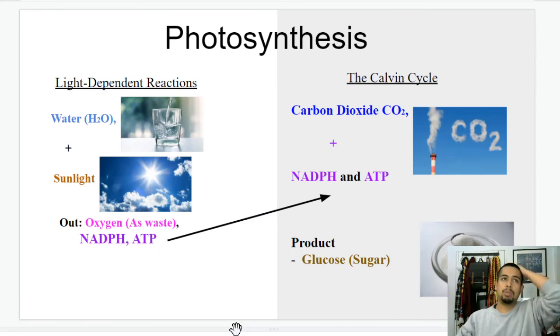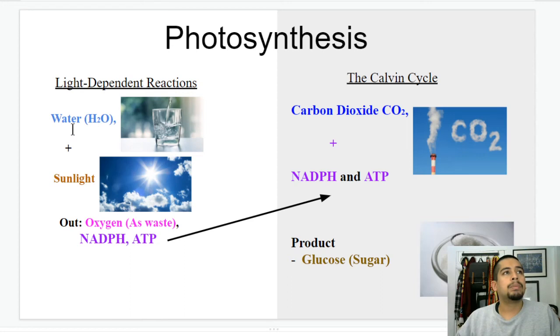So here are the two reactions and how they interact with each other, okay? You can see again, water, sunlight, oxygen as waste, NADPH, which moves over to the Calvin cycle, reacts with carbon dioxide and forms sugar, okay?